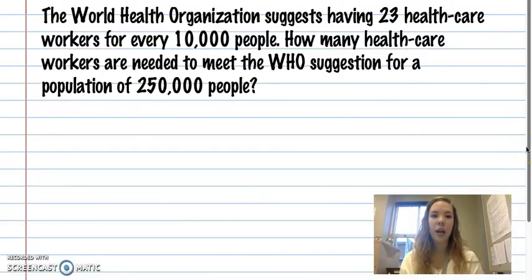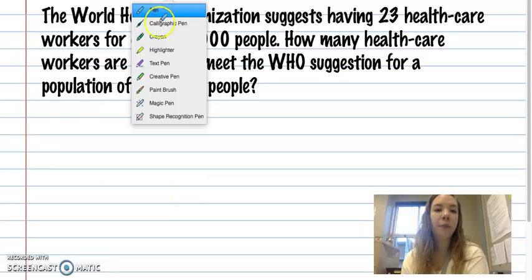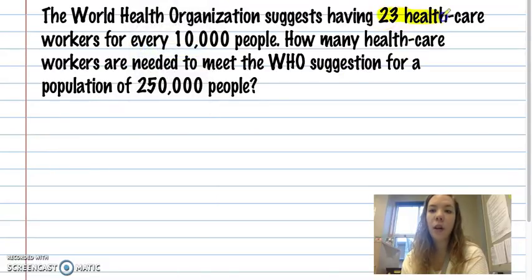Last one for today. The World Health Organization suggests having 23 healthcare workers for every 10,000 people. How many healthcare workers are needed to meet the World Health Organization suggestion for a population of 250,000 people? Okay, so right here, 23 healthcare workers for every 10,000 people.